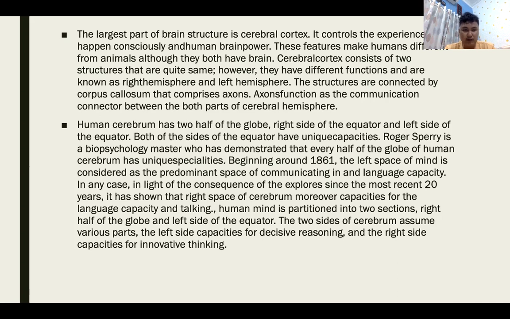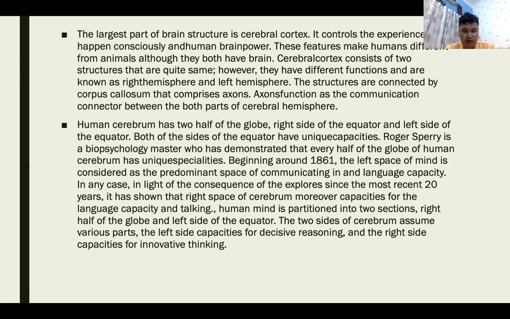Roger Sperry is a biology master who has demonstrated that every half of the globe of the human cerebrum has unique specialties. Beginning around 1891, the left area of the mind was considered the predominant area for communicating and language capacity. However, in light of the results of researchers over the last 20 years, it has been shown that the right area of the cerebrum also functions for language and speaking.